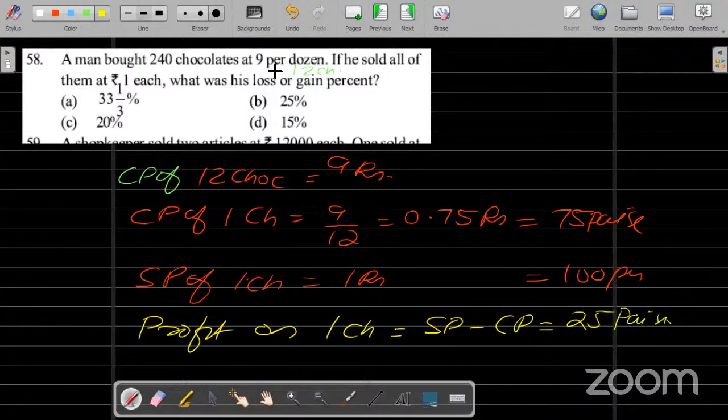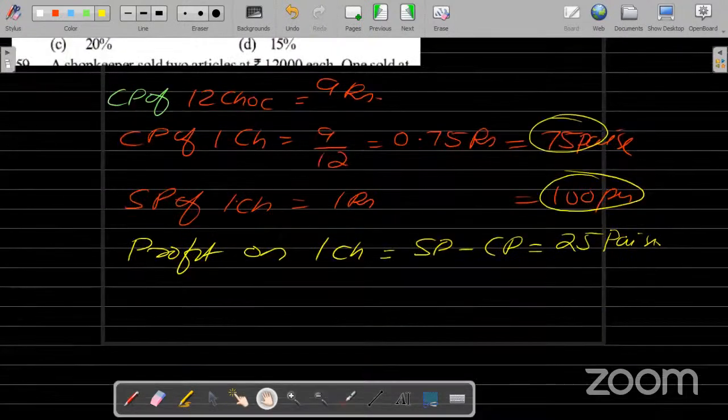Now we need to get the loss or gain percentage. Here, obviously it is gain, right? Why? Because the selling price is more than the cost price. Cost price is 75 paise and selling price is 1 rupee, which is 100 paise. As the selling price is more than the cost price, definitely the deal is on gain. So no need to think of loss there.